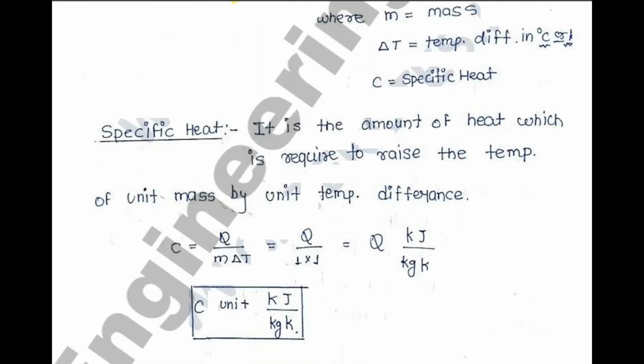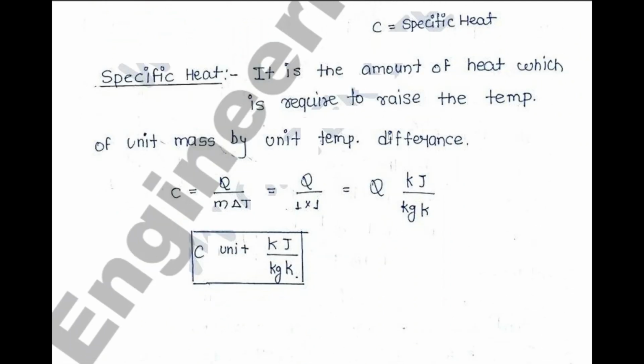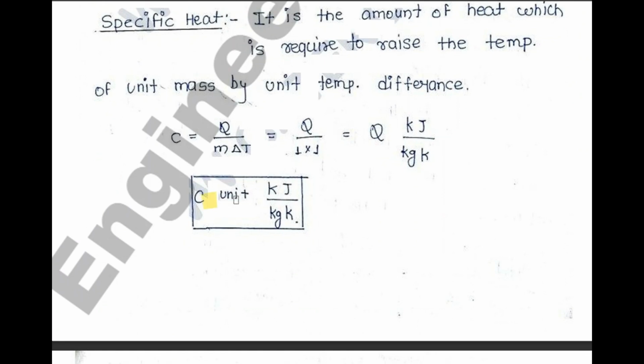So specific heat basically refers to the energy required to increase the unit mass of the substance by unit temperature or unit temperature difference. So here is its unit.